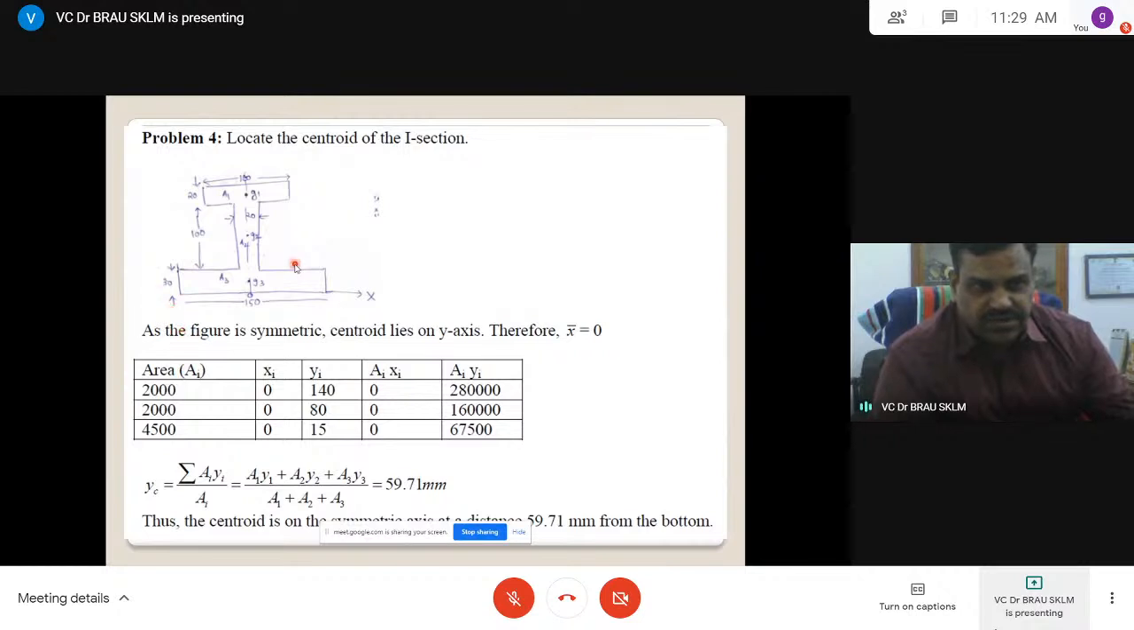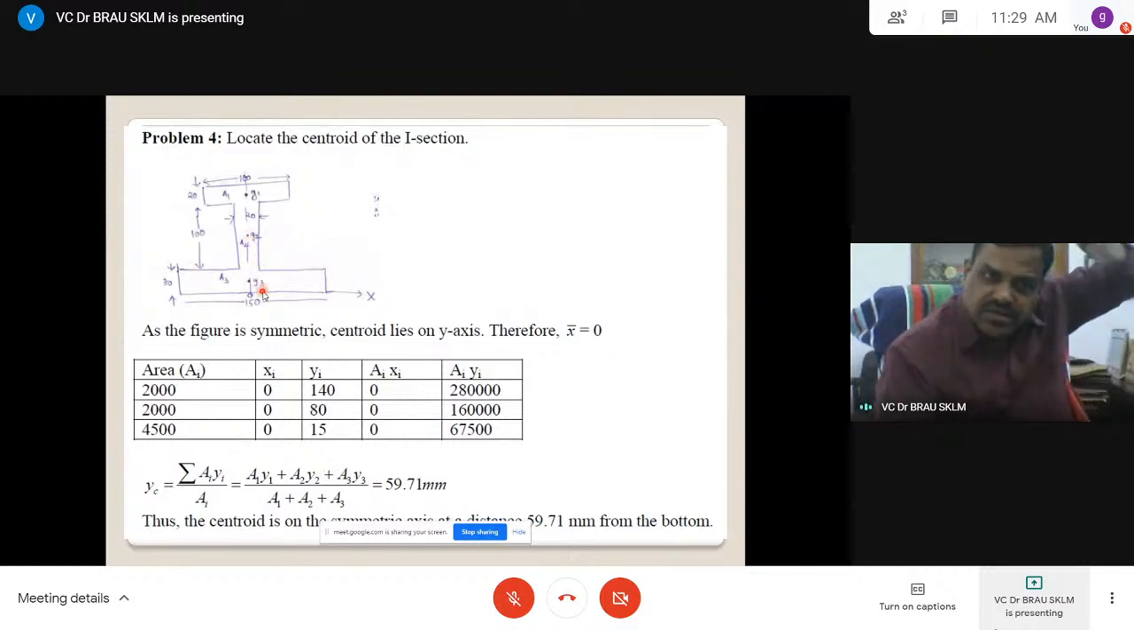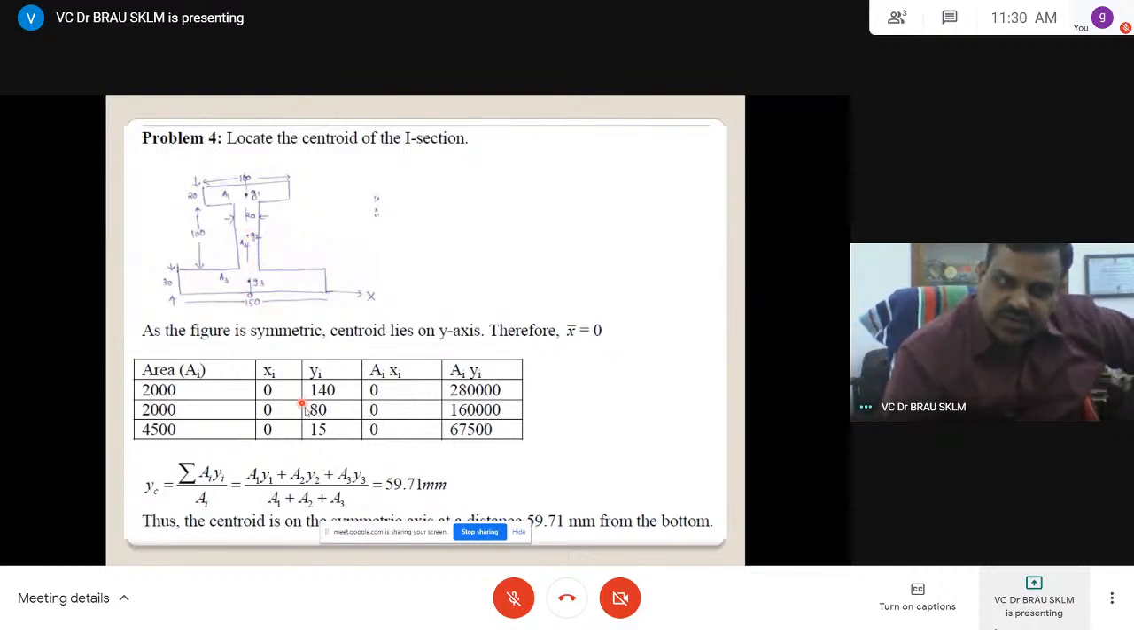Because with reference to x-axis, 0 only, with reference to y-axis, there are the distances. See the y, the first y is 30 by 2, 15. Second y is 30 plus half of this 100 by 2, 50, 50 plus 30, 80. Third is 30 plus 100, 130. Divide 10 and 40.